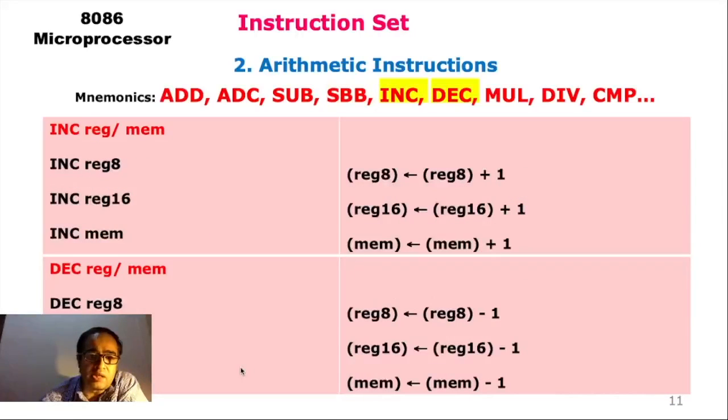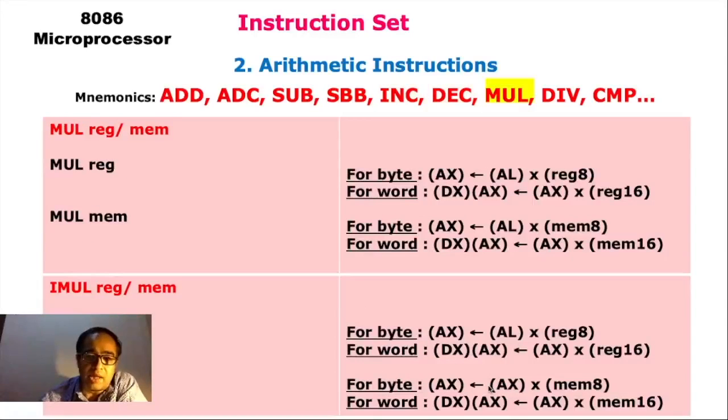Now let's talk about increment. Increment is like plus 1. Over here, as you can see, INC REG8 means that the register is added with 1. A 16-bit register is added with 1, or the memory's contents are added with 1. And DEC is decrement. So the register is decremented by 1, the 16-bit register is decremented by 1, and memory is decremented by 1.